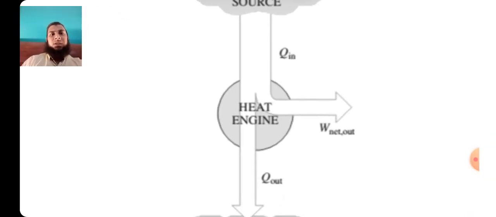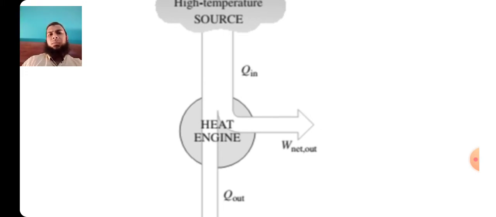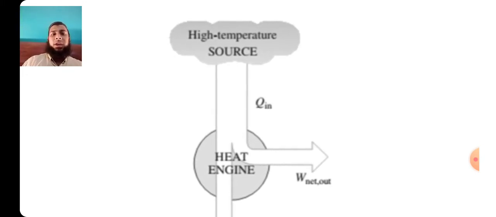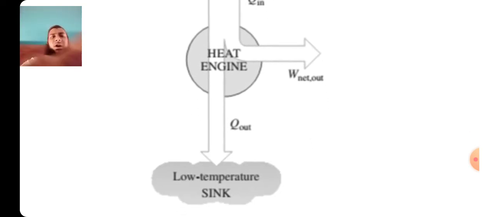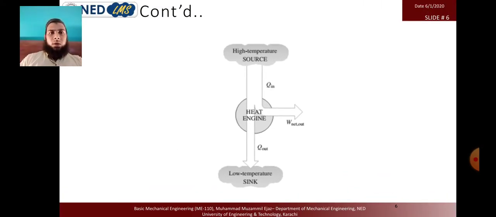So we have some abbreviations for the heat and work. For the high temperature source we have the abbreviation QH. For the work we have the abbreviation W net out, and for the heat loss to the surroundings it is QL. So now I hope you are all aware of these terminologies and how the system works, or any heat engine works on this principle, on this basis.